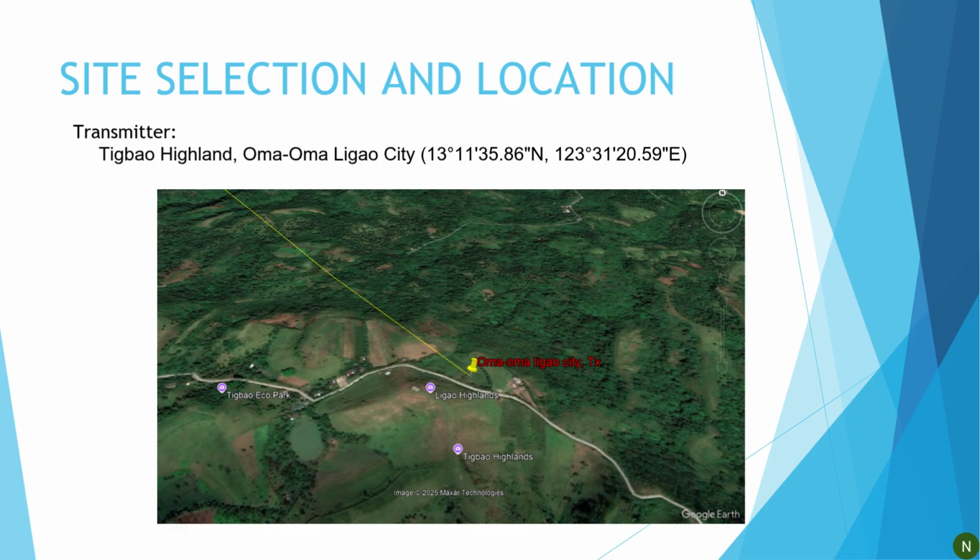The transmitter site is located at Tigbao Highland, Ligao City. Its elevated terrain is advantageous for microwave transmission as it provides an unobstructed line of sight toward the receiving station, reducing path losses and improving signal reliability.